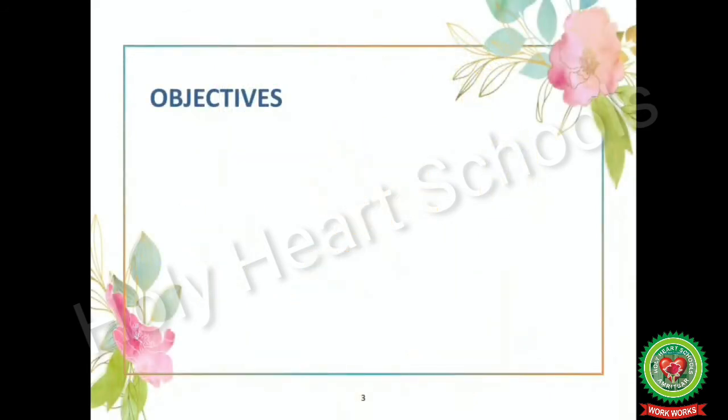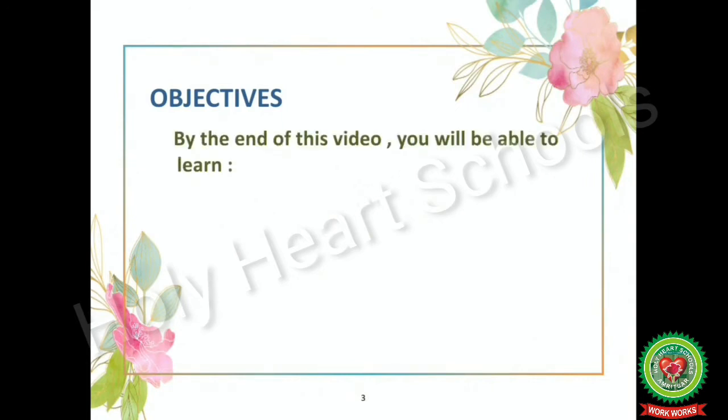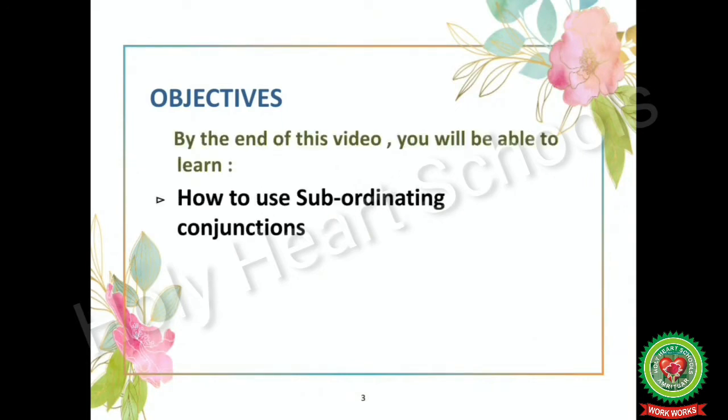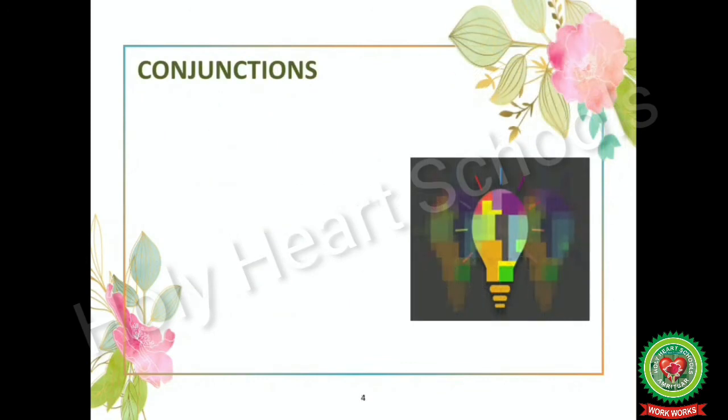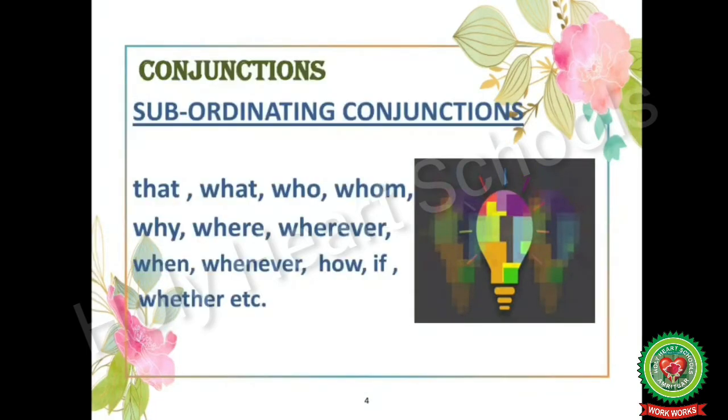Students, now let's see the objectives first. By the end of this video you will be able to learn how to use subordinating conjunctions and how to convert simple sentences into complex sentences and vice versa. Now students, we can change simple sentences into complex sentences by using subordinating conjunctions. For example, that, what, who, whom, why, where, wherever, when, whenever, how, if, whether, etc.